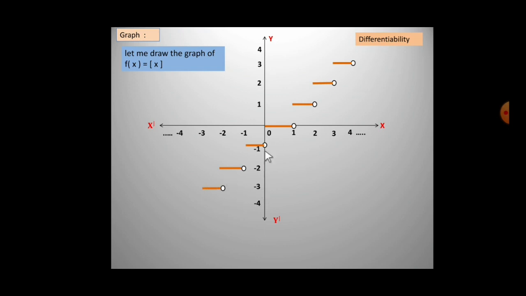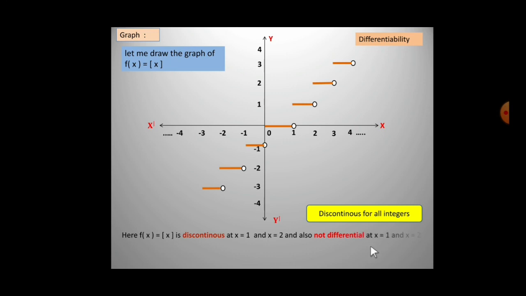Here you can see that in this graph, at every integer number there is a gap, that is a discontinuity. Therefore this function greatest integer x is not differentiable at every integer. Okay, so therefore at x equal to 1 and at x equal to 2, it is not a differentiable function. So here f of x equal to greatest integer x is discontinuous at x equal to 1 and 2. Not only 1 and 2, it is discontinuous for all integers. And also not differentiable at x equal to 1 and 2.